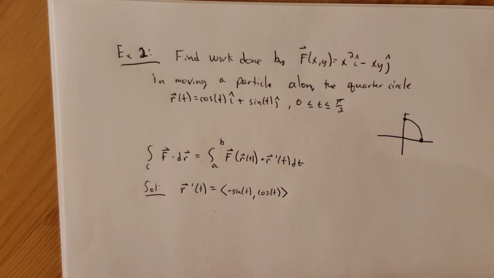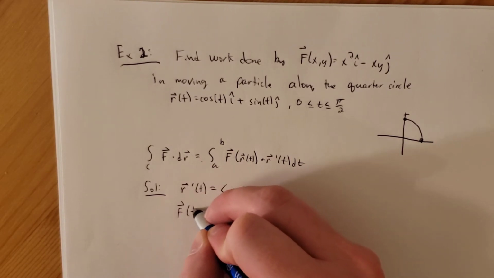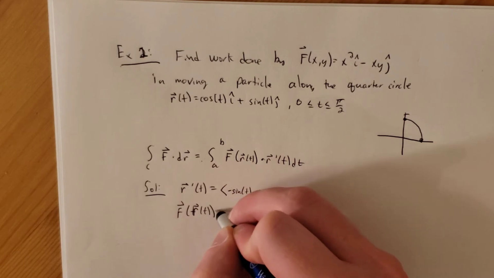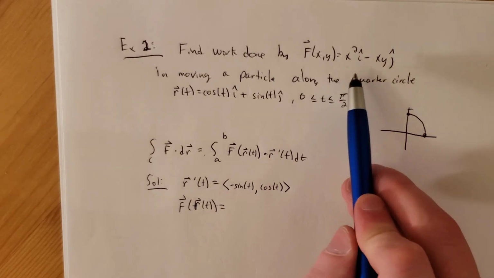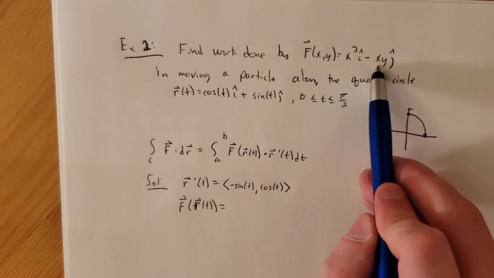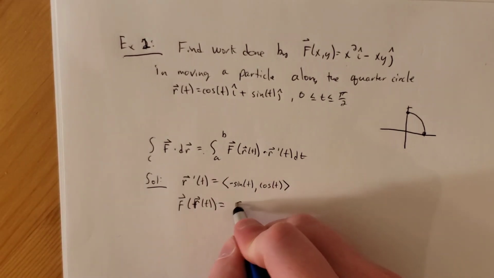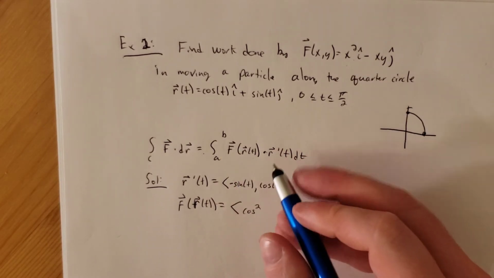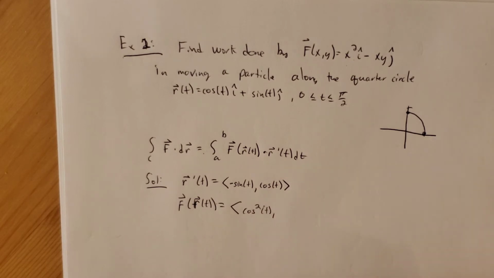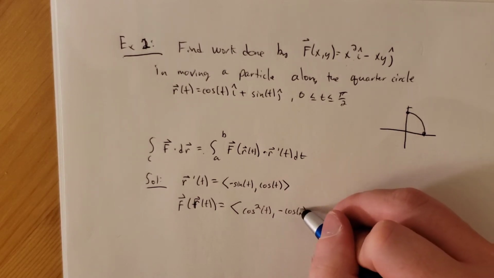And we also need to find F evaluated at r of t. Well, F is x squared i minus xy j. So our first component is x squared, which is cosine squared. Our second component is negative xy, so that is negative cosine times sine.